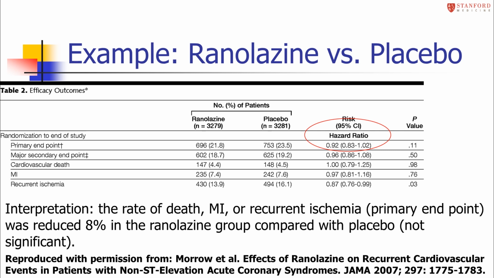Here's the hazard ratio. I've circled it for you for the primary endpoint. It turned out to be 0.92, so we would interpret that as an 8% reduction in the rate of this primary endpoint in the active drug group compared with the placebo group. Now, that wasn't statistically significant. You can see that the confidence interval ranges from 0.83 to 1.02. So we're not completely sure that the true value isn't 1.0, right? The null value falls within that window. So it's not statistically significant. It's a small reduction. But that's how you would interpret the hazard ratio.